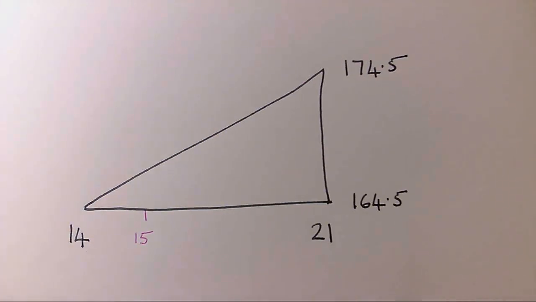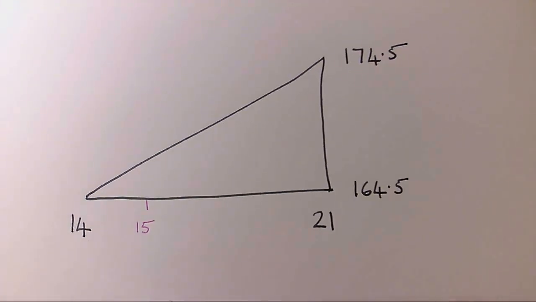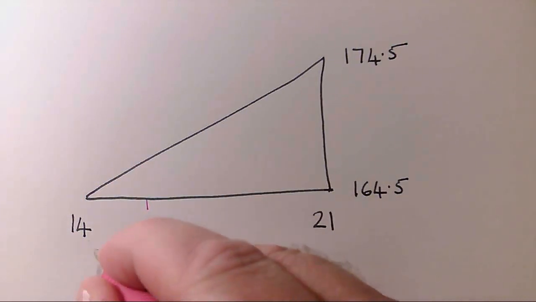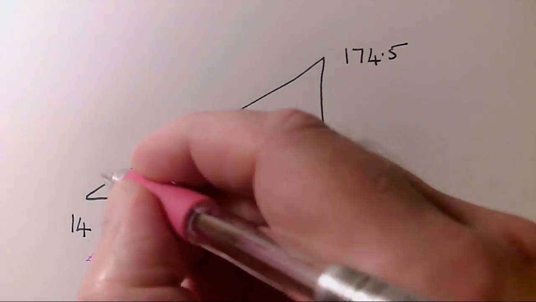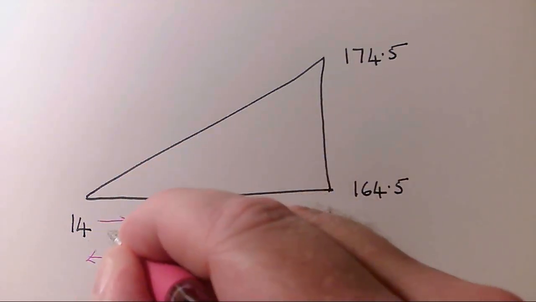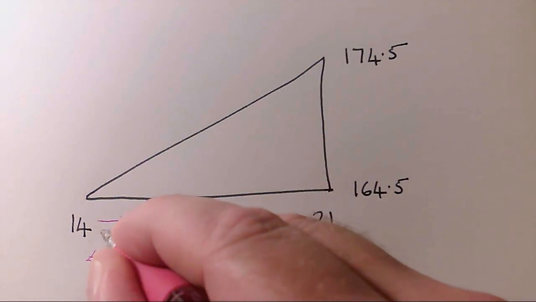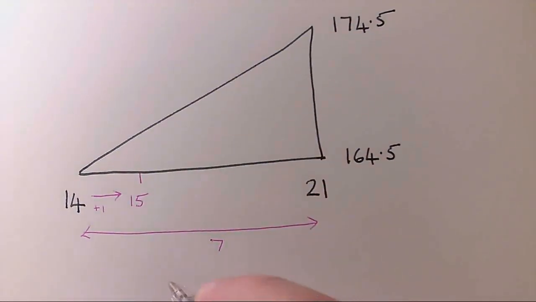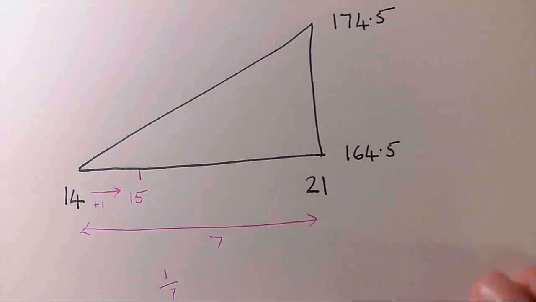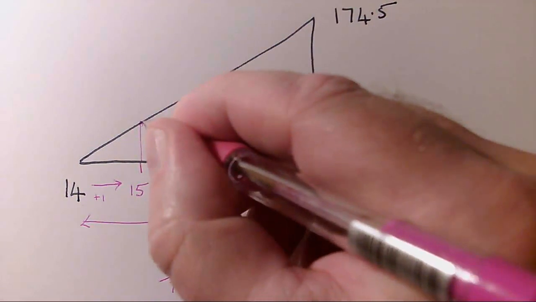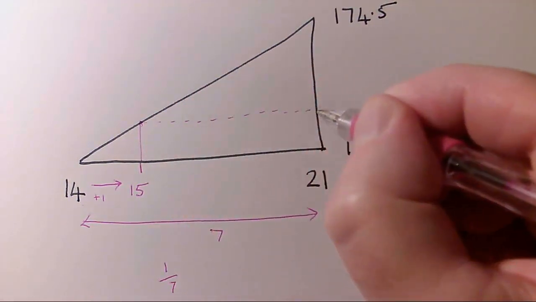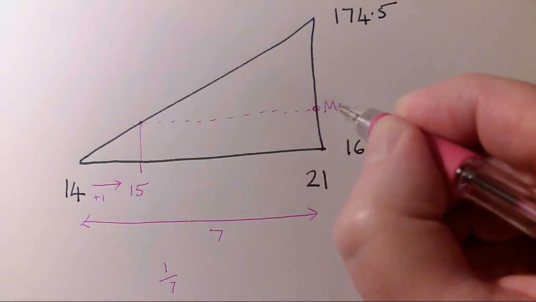The way that I'm going to discuss thinks about what proportion, what fraction of the way across we've come. We can see there's a total gap across from here to here of 7. But I only want to come across one unit, one person. So I'm coming 1/7 of the way across. If I'm coming 1/7 of the way across this triangle, I want to get up to this height here. So this height here is going to be my estimated median.